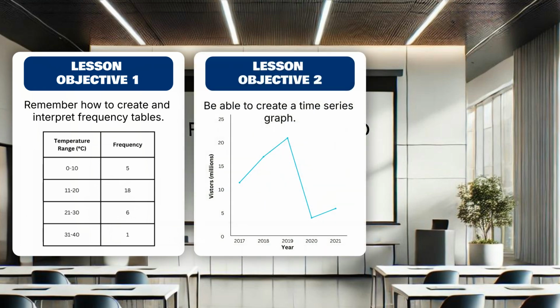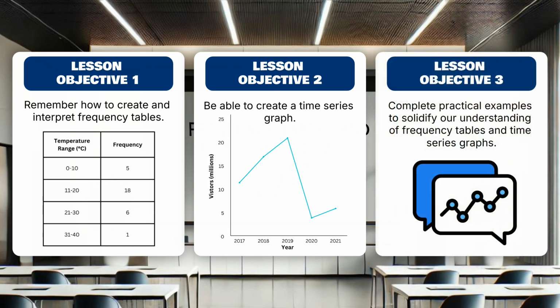Next, we delved into time series graphs, which visualize data trends over time. We discussed the steps for creating these graphs, including labeling the axes with time intervals and the variable being measured, plotting data points, and connecting them with lines to show changes over time. These graphs are particularly useful for spotting trends and changes in data, such as an increase or decrease in visitor numbers to an amusement park over several months or years.